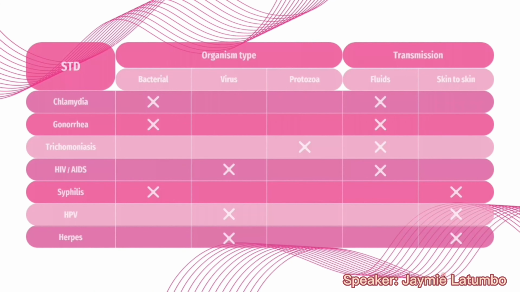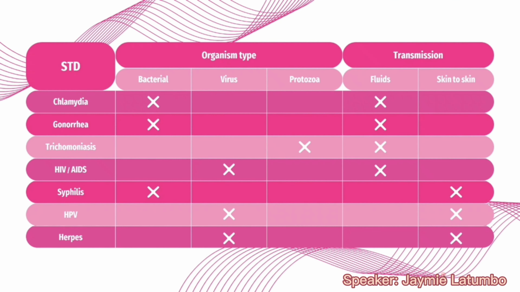So, ito, dagdag information. Kanina sinabi ko na infection ang nagko-cause sa mga disease. Diba? So, itong infection na to could be either bacteria, virus, or protozoa. Dito tinukoy natin kung anong type ng infection siya. Sa chlamydia and gonorrhea ay bacterial infection. Sa trichomoniasis ay protozoa. Sa HIV and AIDS, virus. Sa syphilis ay bacterial infection. And sa HPV and herpes ay virus.